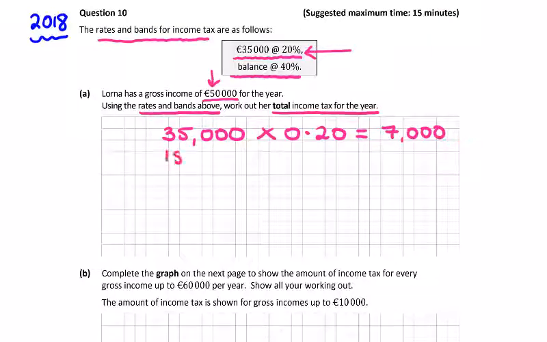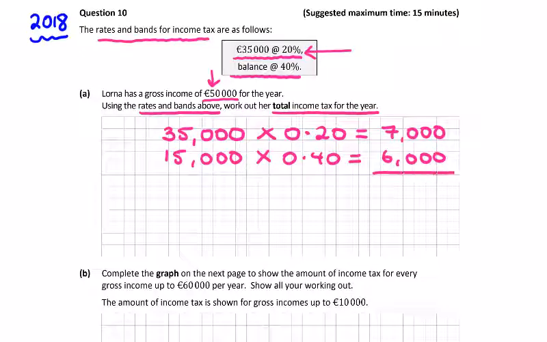So 35 and 15 is 50. You could write 50 minus 35 somewhere if you wanted. 0.40, so 40%. 10% is 1,500. Multiply that by 4. You're going to get 6,000 on your calculator. Check it twice. Add these together. Check them twice as well. 13,000 is our total income tax. Write that down here. Total income tax.